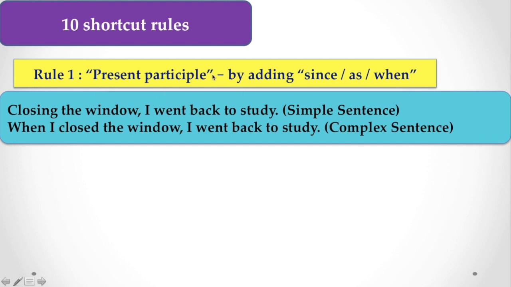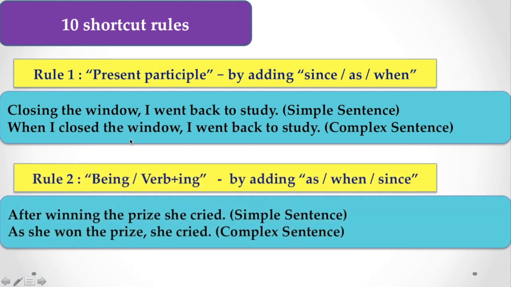If there is a present participle in a sentence, you must add since, as, when, or while if you wish to make that simple sentence into a complex one. For example, "Closing the window, I went back to study." becomes "When I closed the window, I went back to study." Here, closing the window is a present participle, and when we find this present participle, we add when to make it a complex sentence.